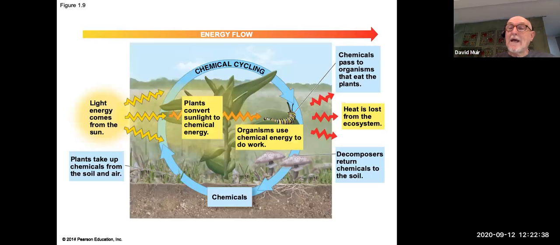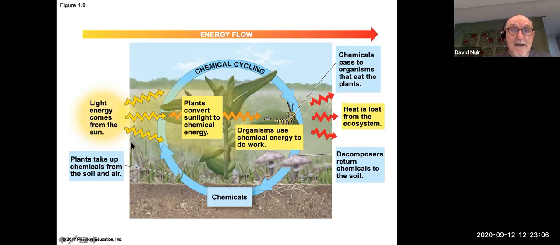So let's have a look at this diagram. It explains it perfectly clearly, and it's as follows. We've already said we depend on light energy coming in from the sun. Plants, or the photosynthesizers rather, are the only things which can take that light energy and convert it into chemical energy.